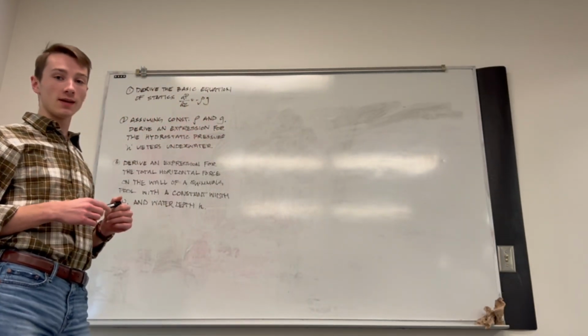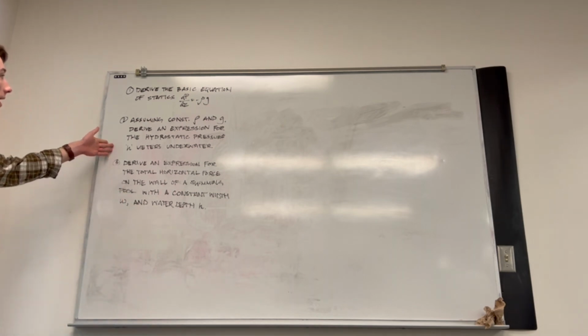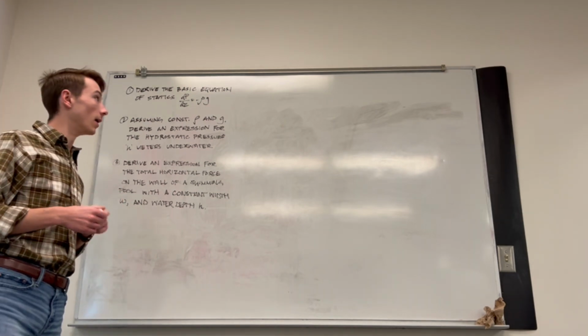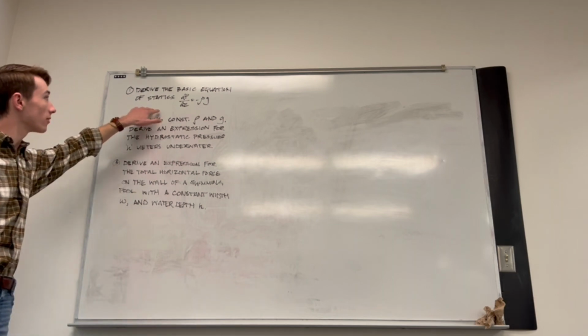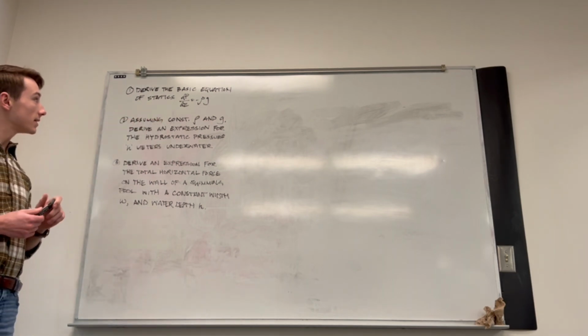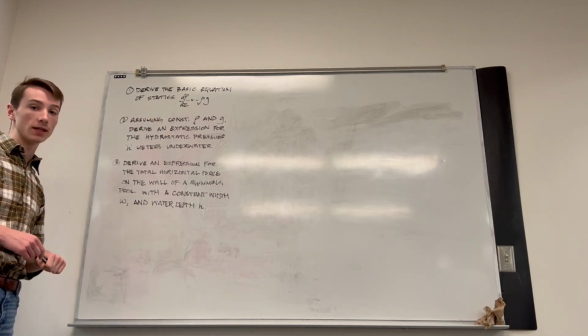We're going to be solving these three problems from homework 1A. This is fluid mechanics. So we'll start with this first question. Derive the basic equation of statics: dp/dz equals negative rho g.